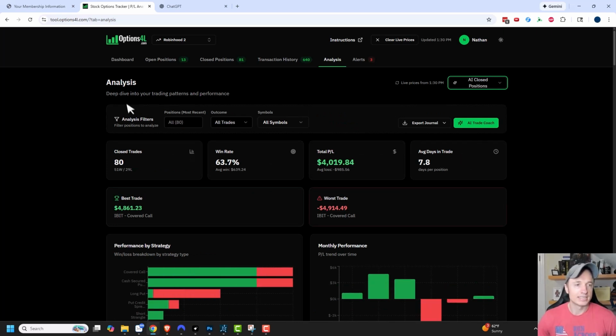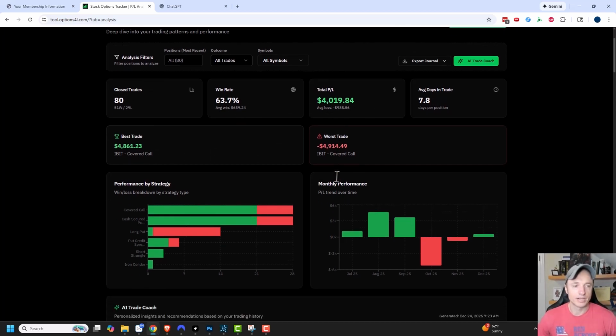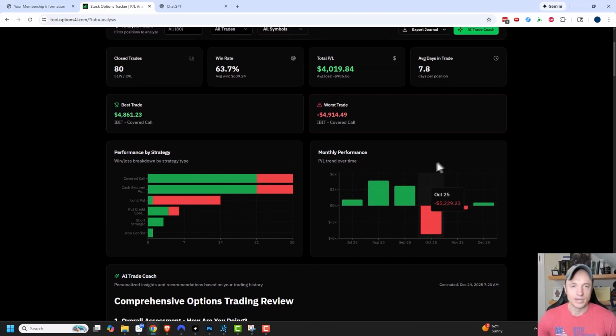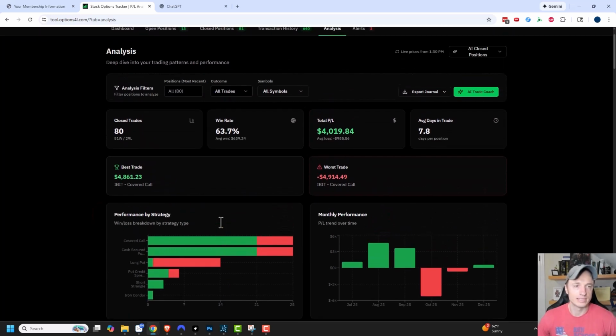And we get some analysis on our closed positions. We can see the closed trades, the win rate, the total P&L, average days in trade, best trade, worst trade, performance by strategy. So it breaks down the various strategies that we've used across all of our positions that we've closed, and our monthly performance. So these are the realized gains and losses across the various months. And you may notice this AI trade coach down below. We're going to come back to it in just a second here.